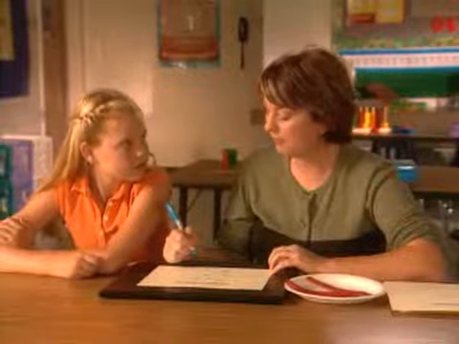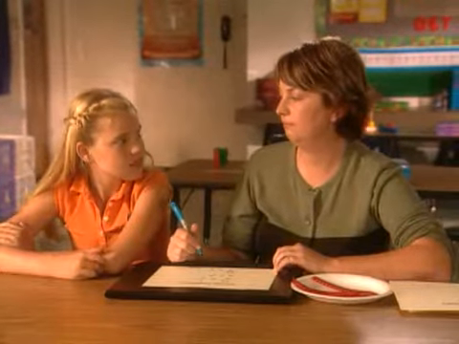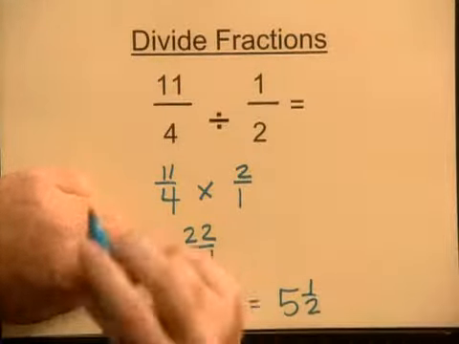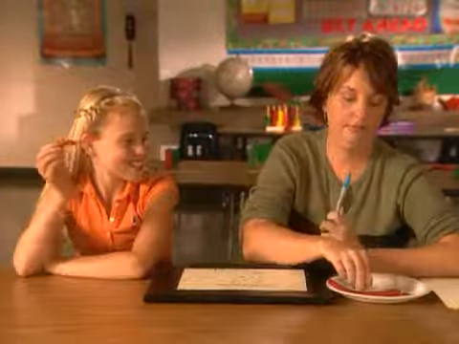So can we simplify 5 and 2/4 any farther? Yeah. What can we simplify it to? 1/2. 5 and 1/2. Great. So that's how much licorice we started with. Want some? Sure. Now you're ready to multiply and divide fractions.